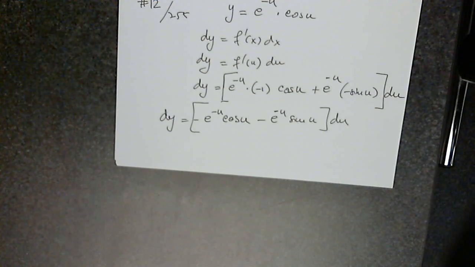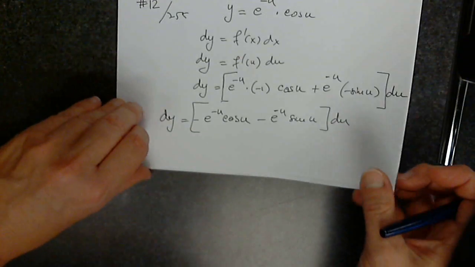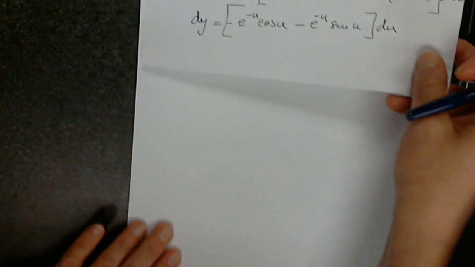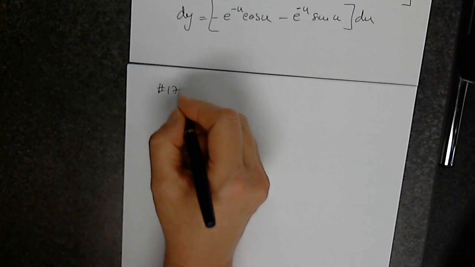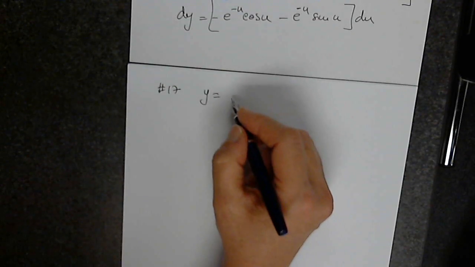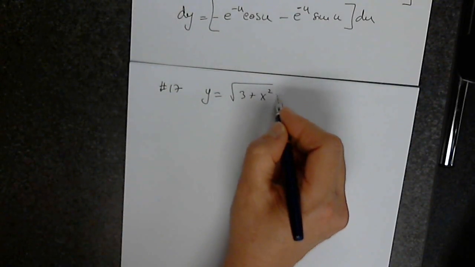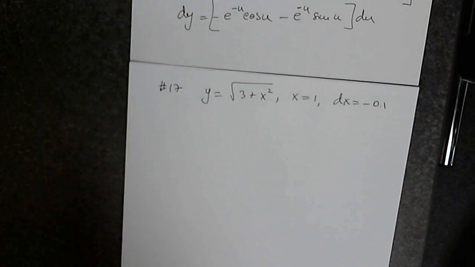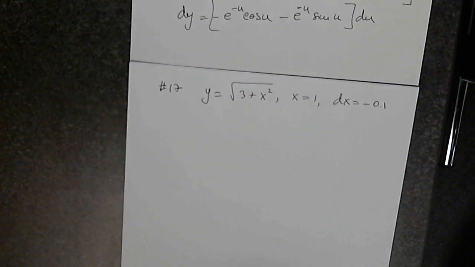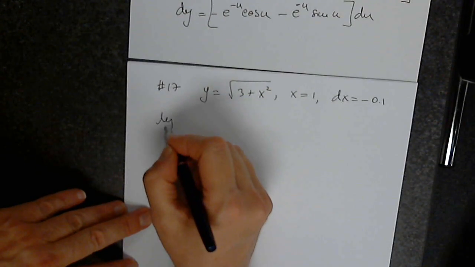Find the differential dy. Evaluate dy for the given values of x and dx. 15 through 18. 17. Good. So we have y equals the square root of 3 plus x squared, x equals 1 and dx equals negative 0.1. They want us to find the differential of y.